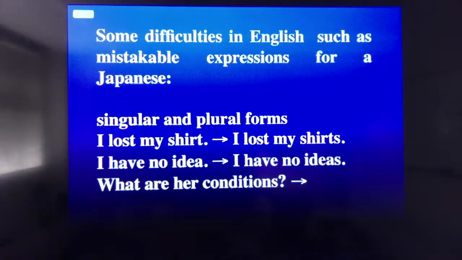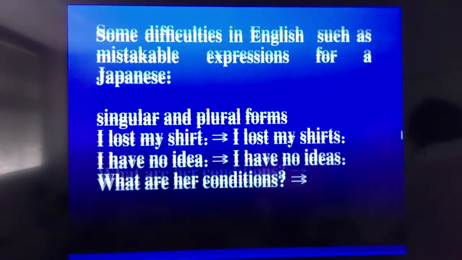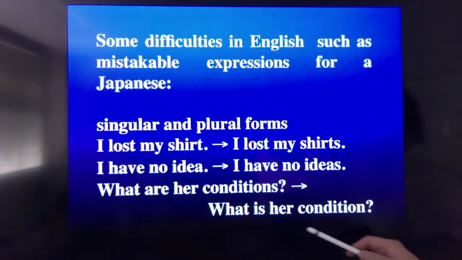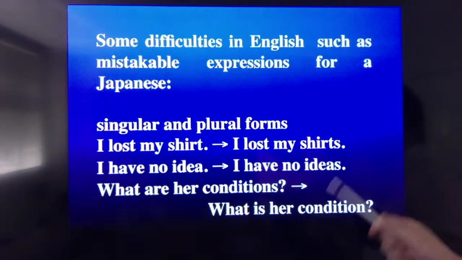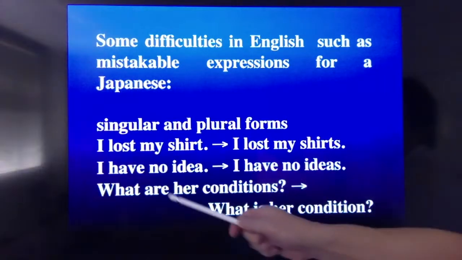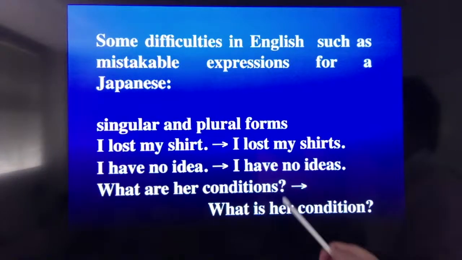Next. What are her conditions? What are conditions? Excuse me. What are her conditions? And what is her condition? This is asking about her health condition. So maybe the answer is she caught a cold yesterday and she got a fever, something like that. What are her conditions?